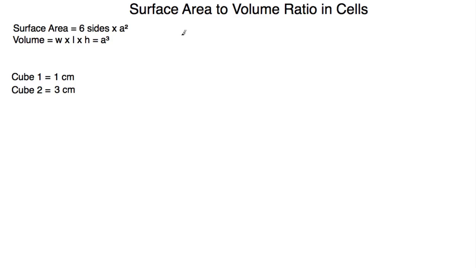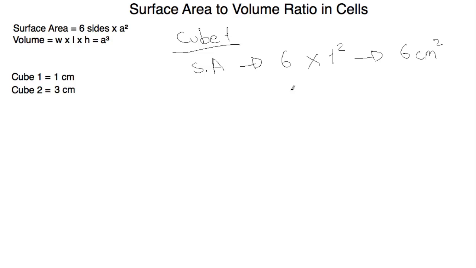Let's first look at cube 1. Cube 1 has a surface area of 6 times 1 squared, which is equal to 6 centimeter squared. The volume is 1 cubed, which is equal to 1 centimeter cubed. And so the ratio is 6 divided by 1, which is 6 to 1.